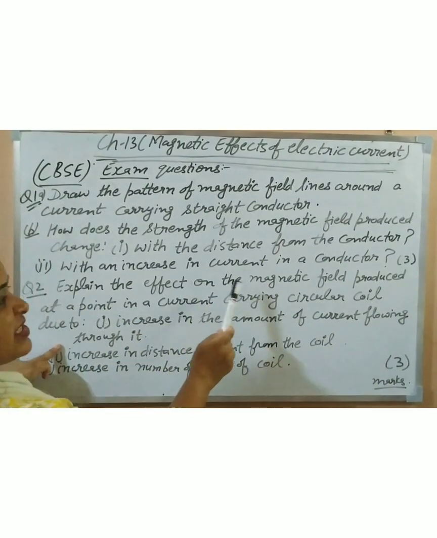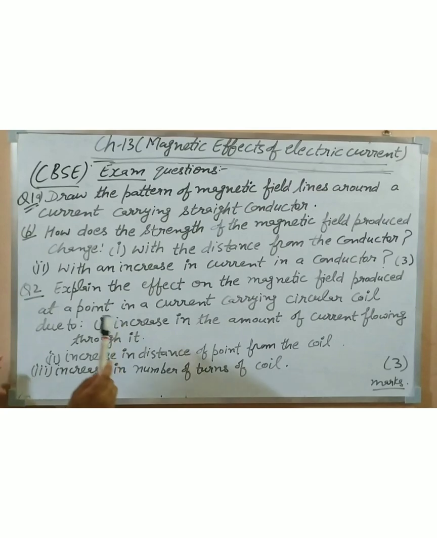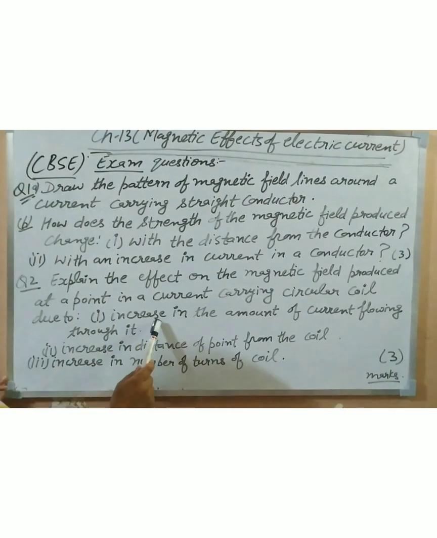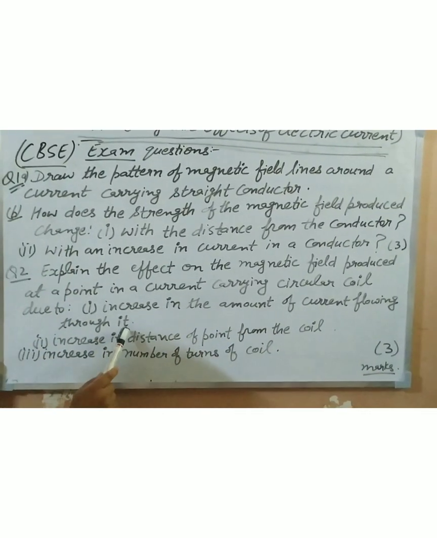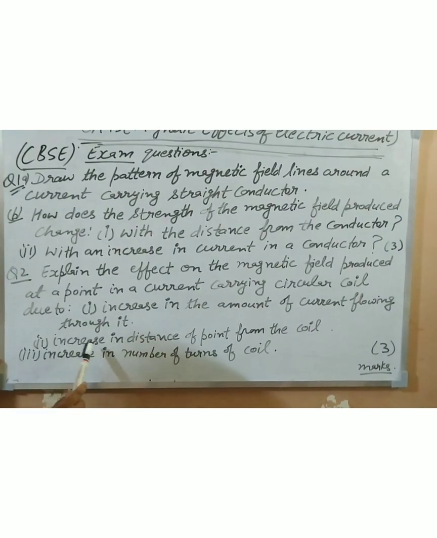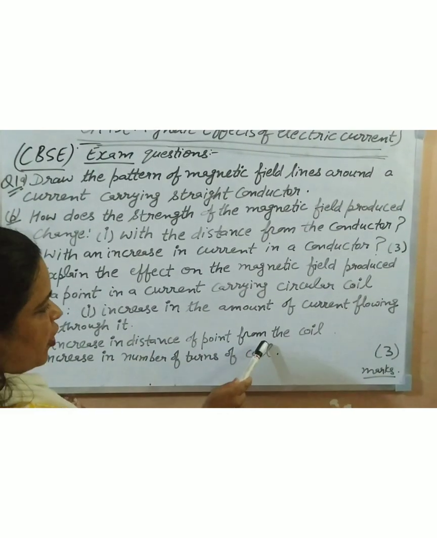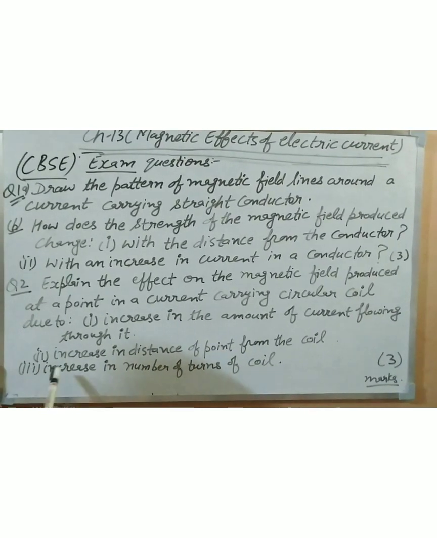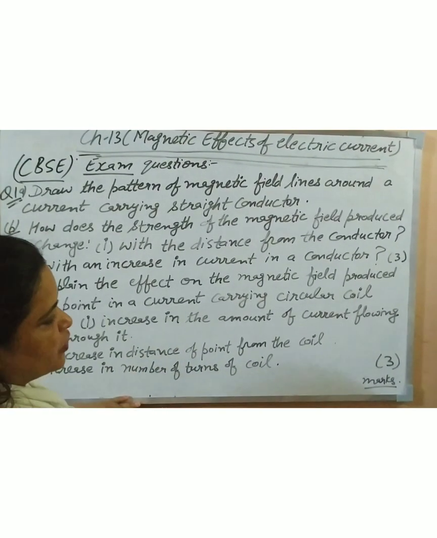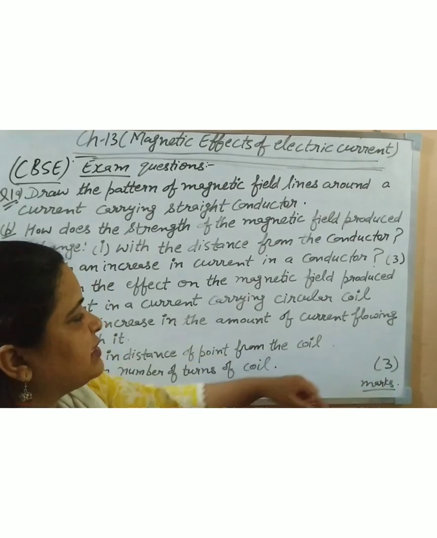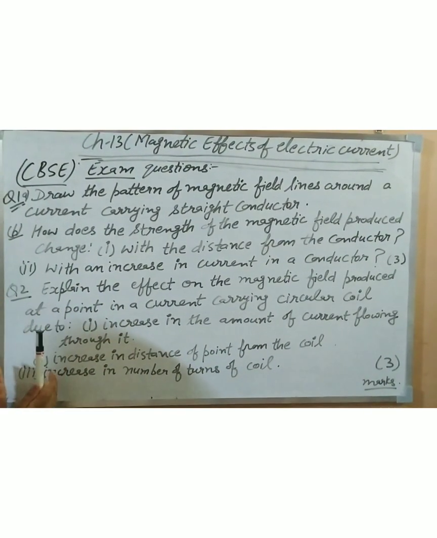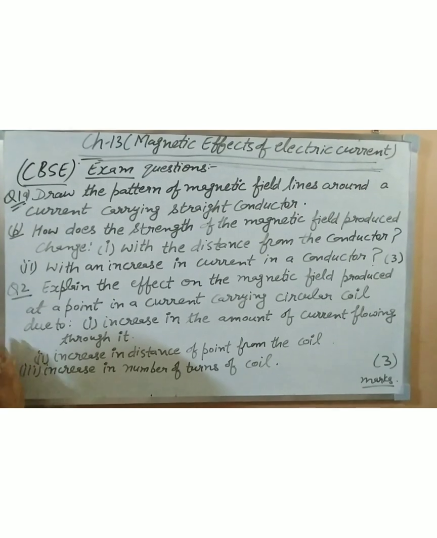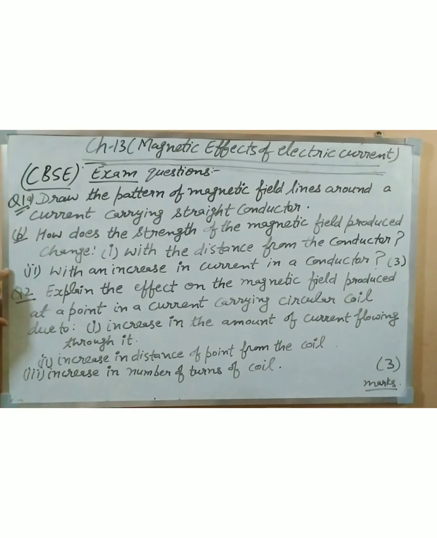हमें क्या करना है? फिर से वही magnetic field की strength निकालनी है. First factor they have asked: increase in the amount of current flowing through the coil. Second part, increase in distance of the point from the coil. Third part is increase in number of turns of the coil. How many marks? Again 3 marks. So like this would be the language of the questions in the paper. These are the 2 questions.